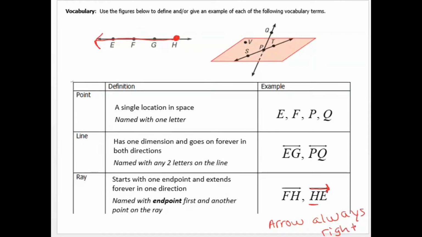And that's just notation. So that's just how mathematicians talk to one another and how they communicate. So if you had the arrow going in the opposite direction, that would be incorrect.